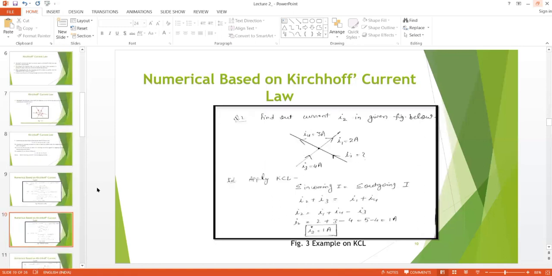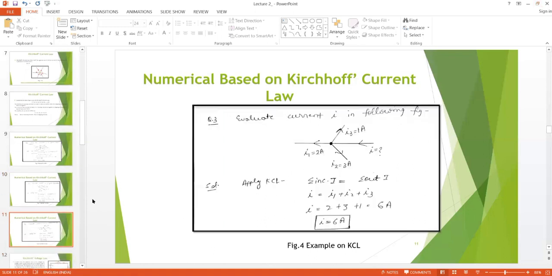Similarly, in the second numerical you can see we have to find the I2 current. So what I will write: I3 plus I2 should be equal to I1 plus I4. We will calculate, and similarly we are getting a positive value of current. So we will say the positive value of current means that's the incoming current. Similarly, a numerical based on Kirchhoff's current law.